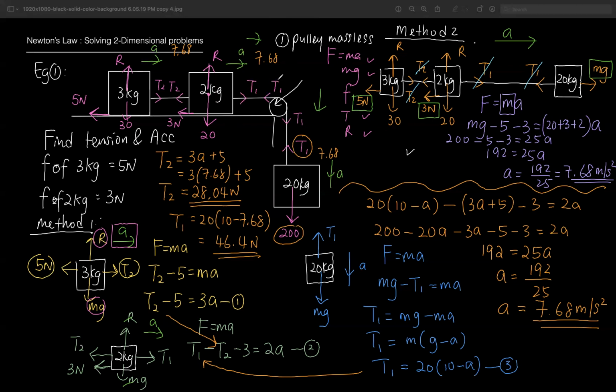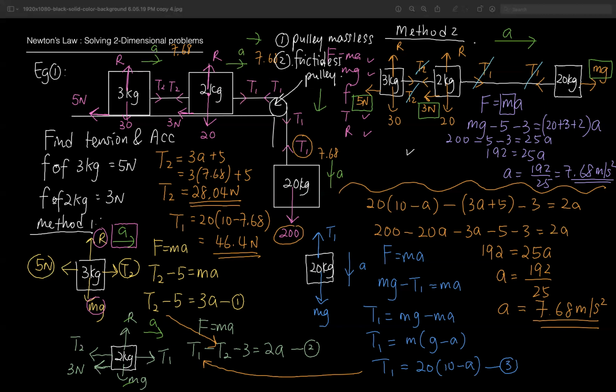Because if the pulley has mass, that is going to have forces on the system as well. It's going to affect the overall acceleration and tension. So we assume that the pulley is massless. Number 2 is that we assume that the pulley is frictionless. Normally the question won't give friction at the pulley.